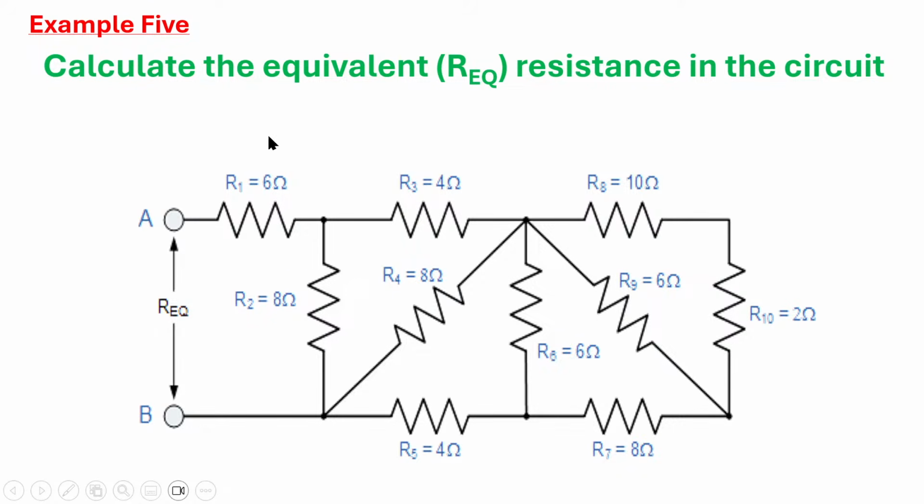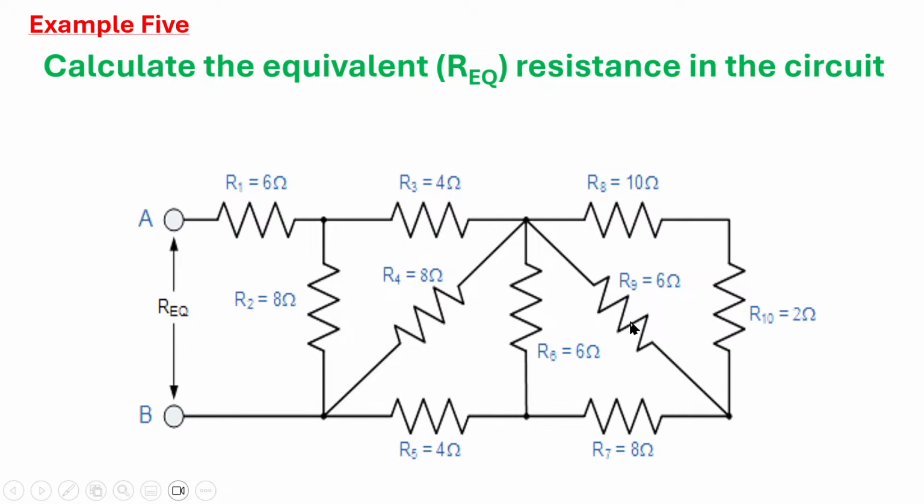Example 5. Calculate the equivalent resistance in the circuit. As you can see, this is a circuit made up of only resistances. We are told to calculate the equivalent resistance in the circuit. All we need to do is look at the circuit critically to know the parts that are in parallel and the parts that are in series.